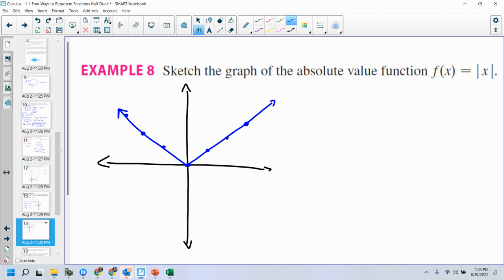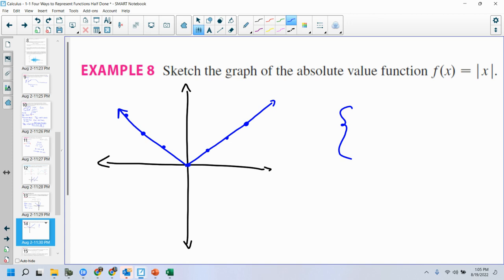There's the right side, and then the right side looks completely different from the left side. So let's figure out what a piecewise function would be for the absolute value. Where does it break? Where does it change from looking like something to looking like something else? At 0, right? At the x value 0.